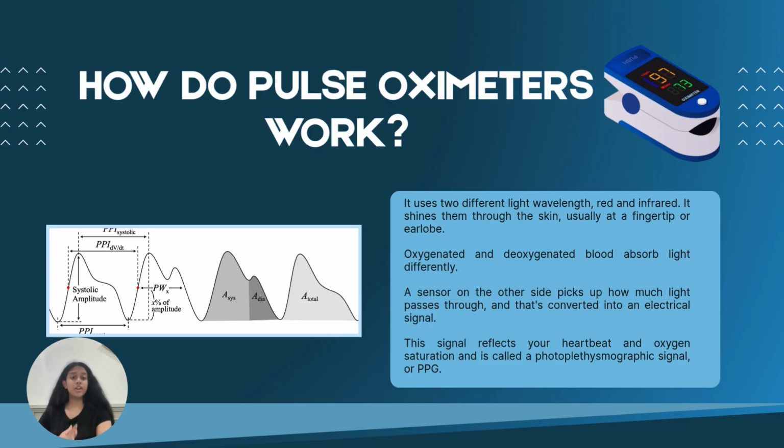This signal reflects your heartbeat and oxygen saturation and is called a photoplethysmographic signal, or PPG, as you can see in this figure over here. These signals are very tiny, and the problem is they can easily get lost in noise. So the raw data needs to be carefully processed before the numbers on the screen can mean anything at all.